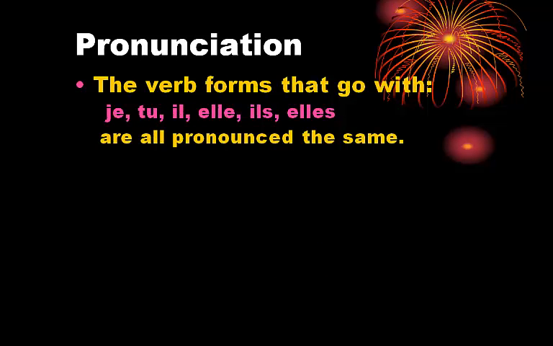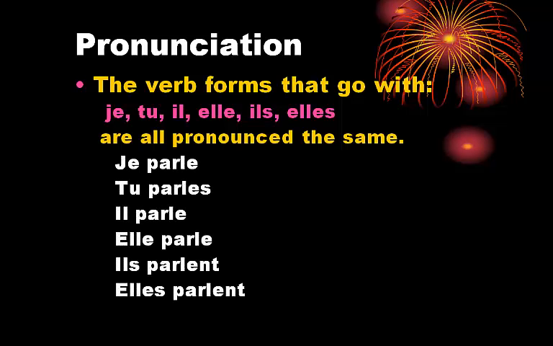A couple other things to note. Pronunciation. You might have noticed that the forms that go with je, tu, il, and elle pluriel all are pronounced exactly the same. So if you look at these, they're not spelled exactly the same, but they're pronounced the same, because if you remember the rules for all of the silent letters that exist in French, there's a lot of letters that we don't pronounce. So je parle, tu parles, il parle, elle parle. Parle sounds the same with each of these. They just look different on paper.